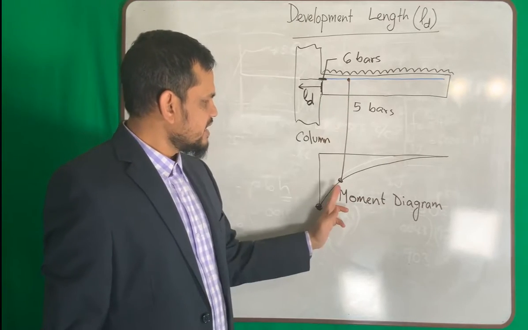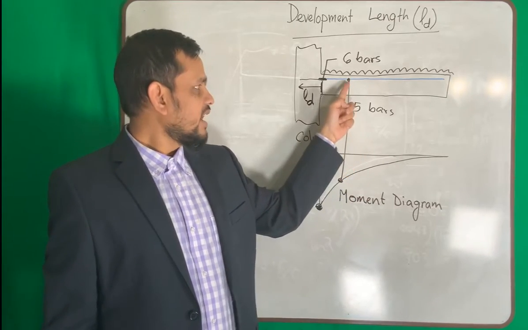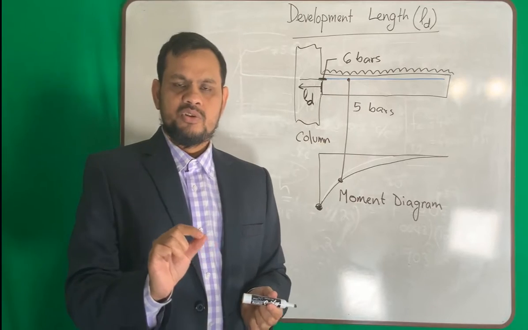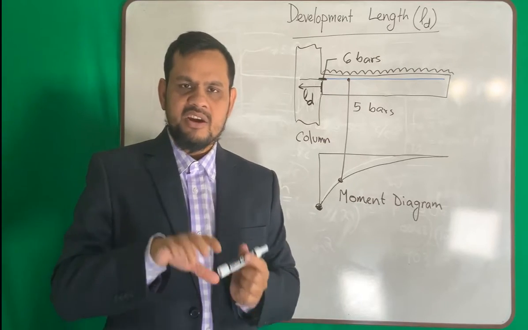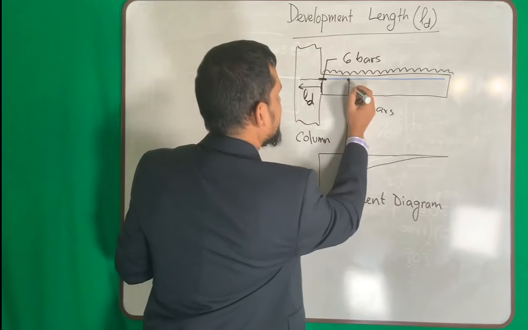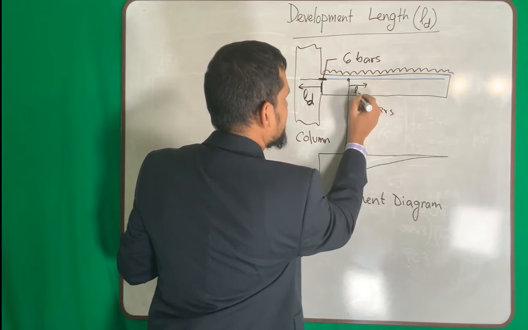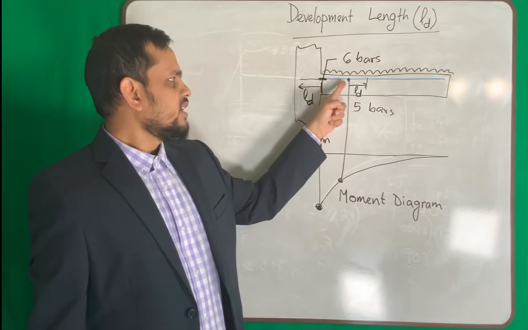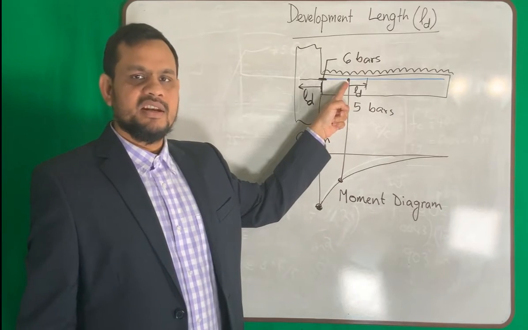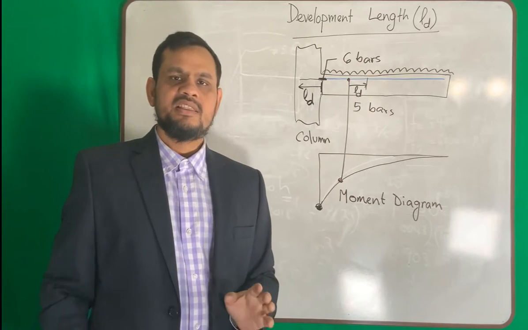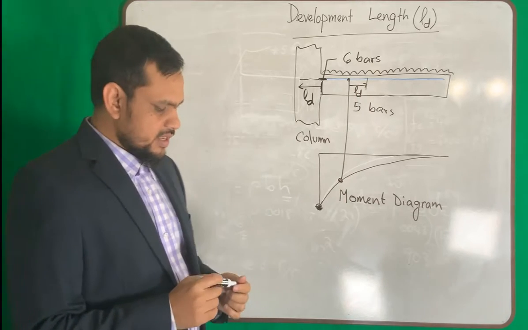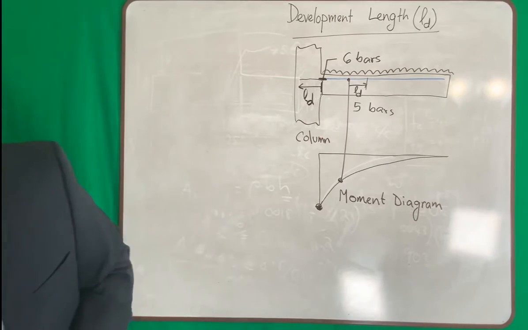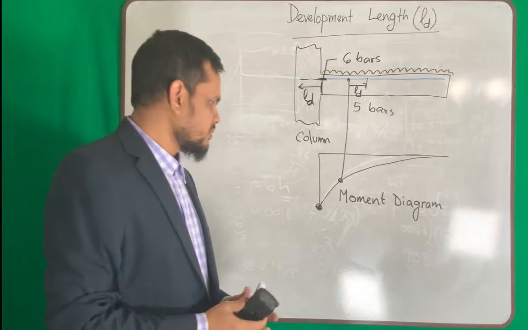Now at this point, say I need 5 bars. So will I cut 1 bar here? No. The reason is I need some distance to develop that resisting force or anchoring force of my bar. So I will extend some distance, that is also called development length. Say it is somewhere here. So although I do not need 6 bars here, I cannot cut it. I need to extend some distance, that is called development length. So hopefully you understood what development length is.